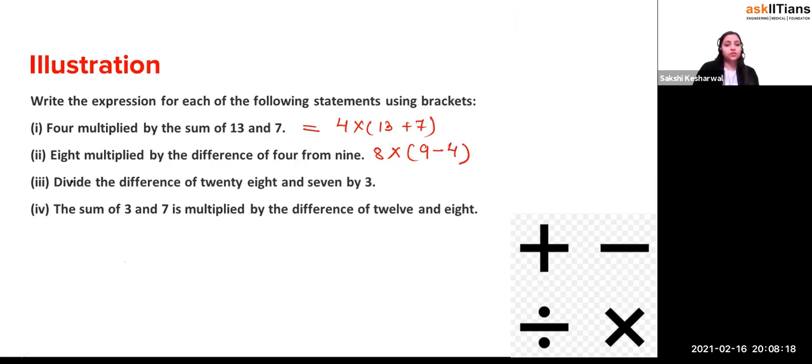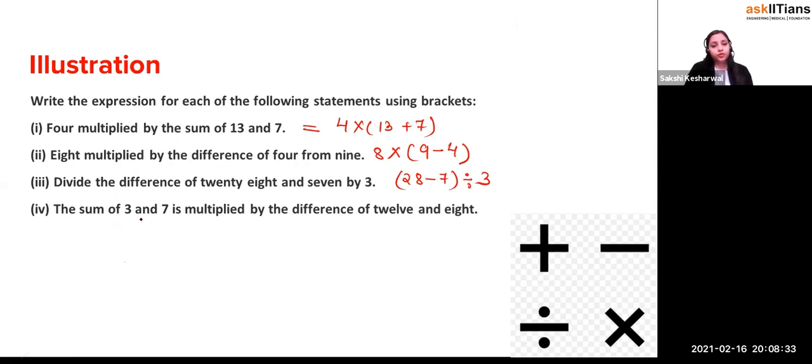Divide the difference of 28 and 7 by 3. So the difference of 28 minus 7, divided by 3. This is how you're going to write it, right?